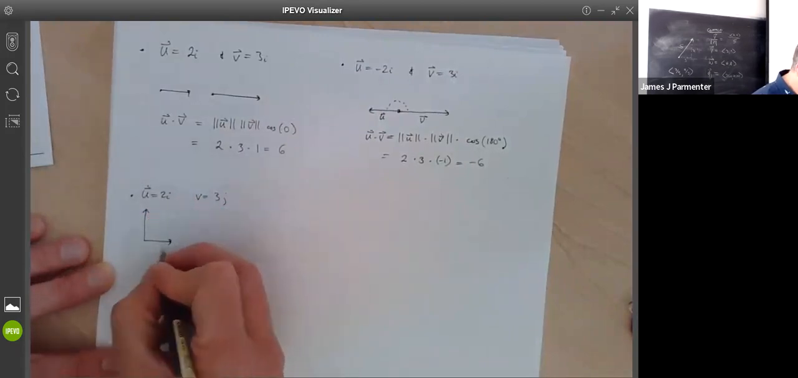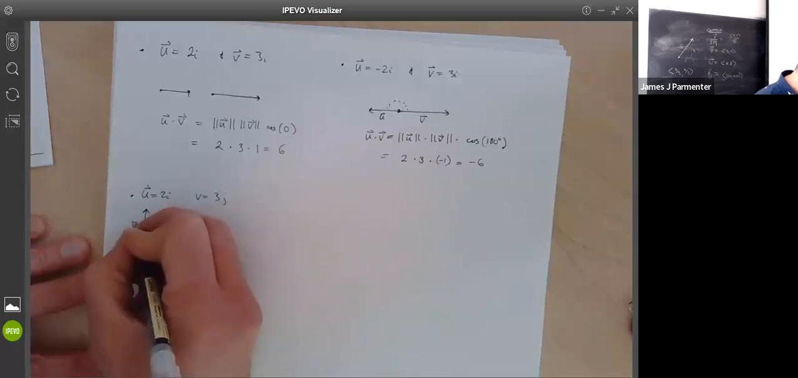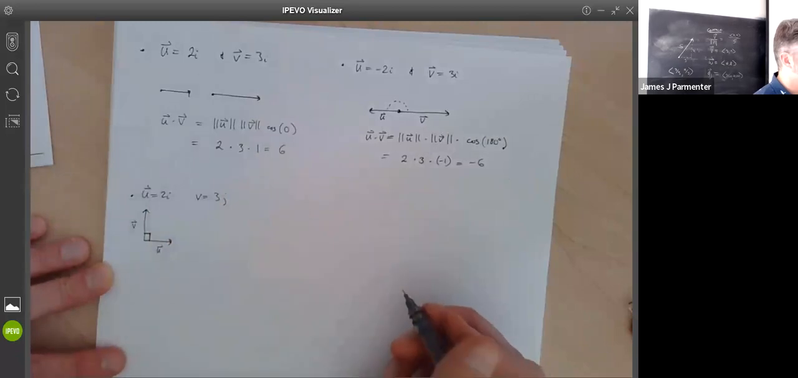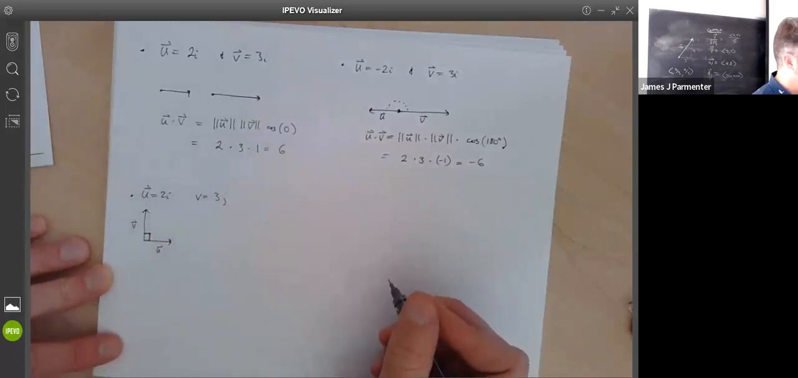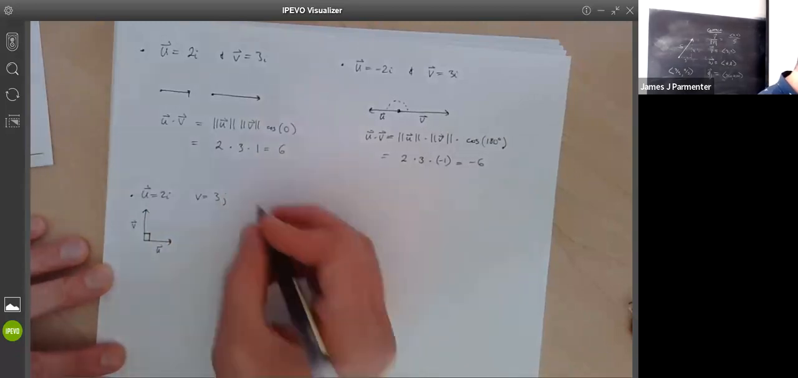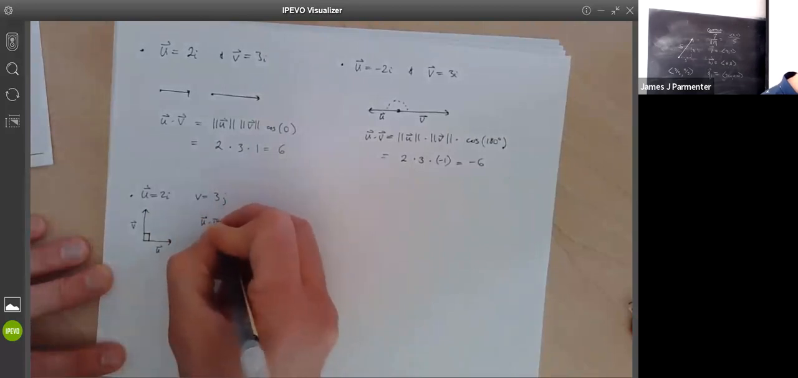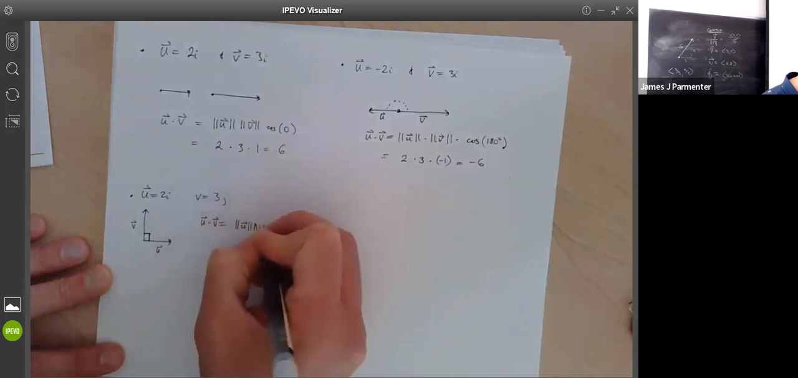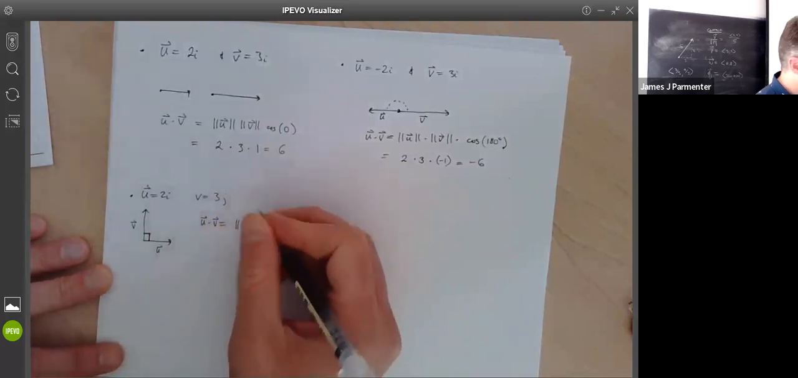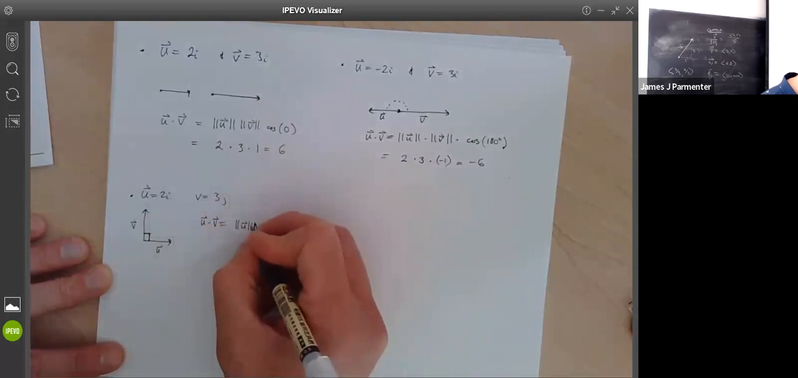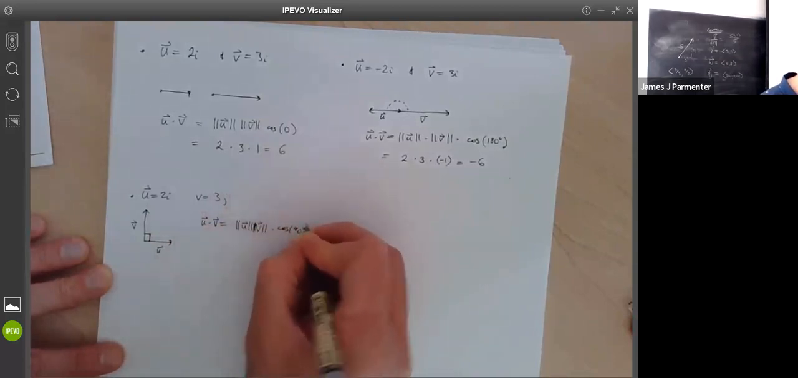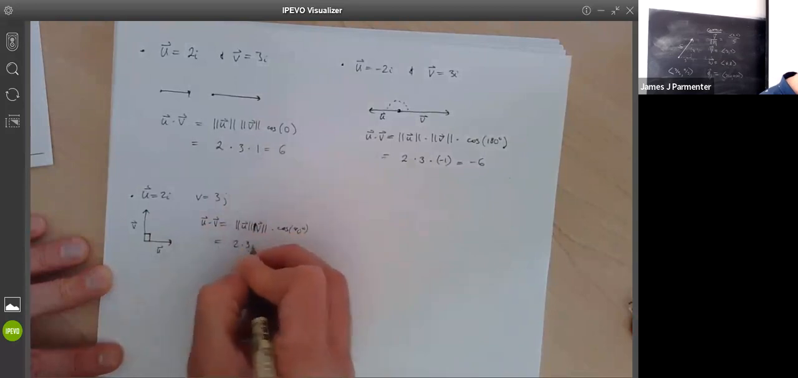Well, what's the angle between these two vectors? It's looking pretty 90 degree-ish. And what's cosine of 90 degrees? So if we do this, you can see how people might start using shortcuts, because you're writing a million little things here. I think we're going to get 0, because I'm going to get 2 times 3 times cosine of 90.